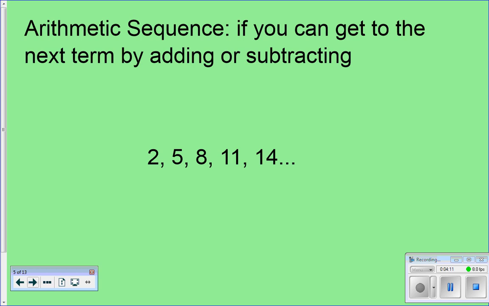Cadence. Yes, and I'll talk about that in a second. Yep.